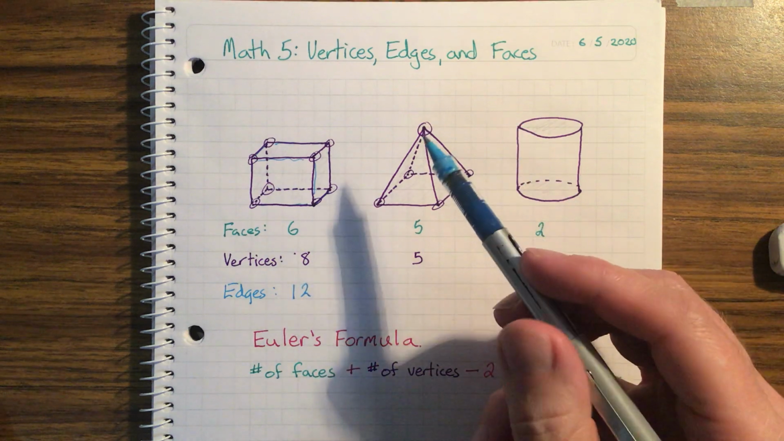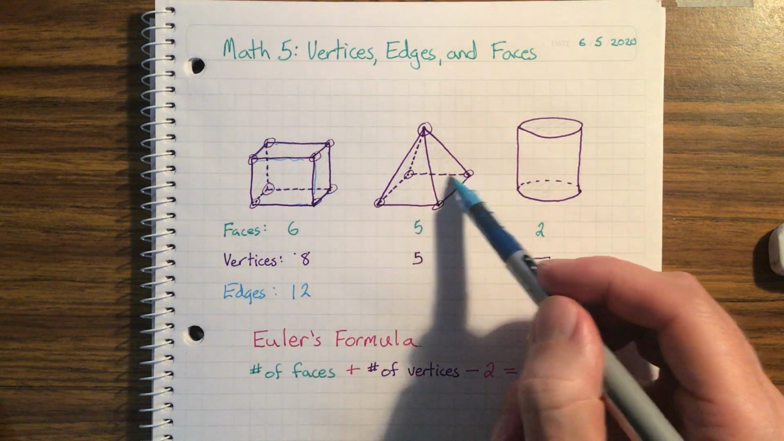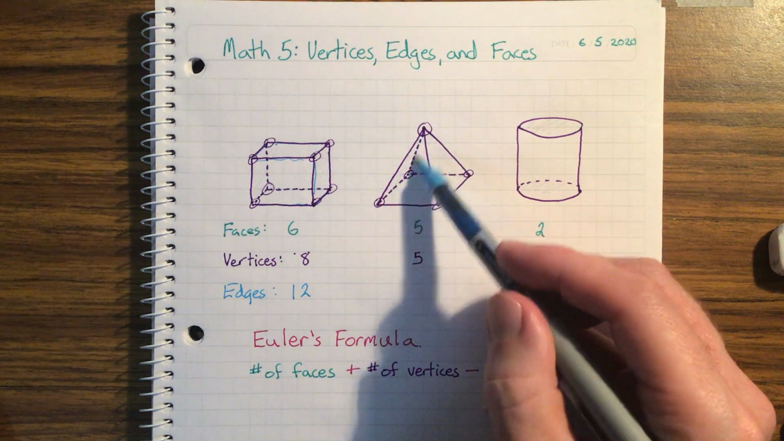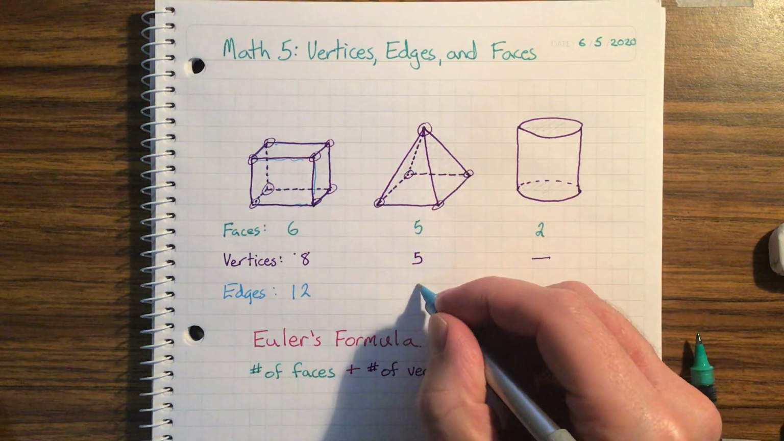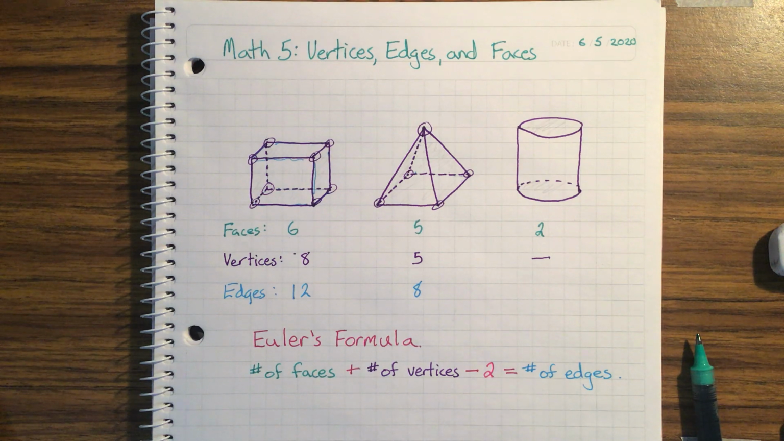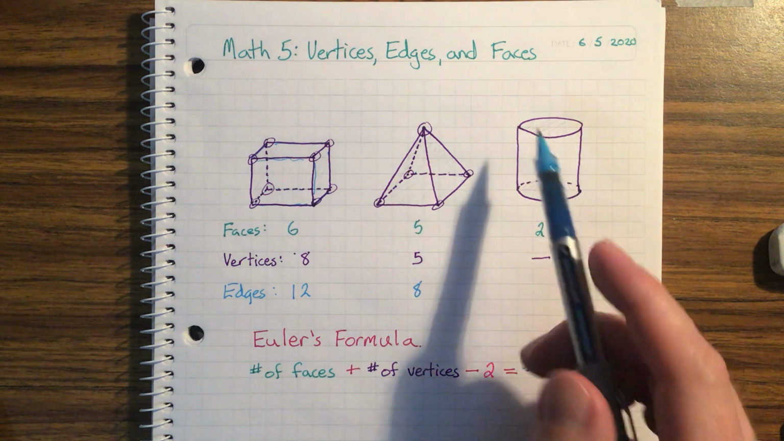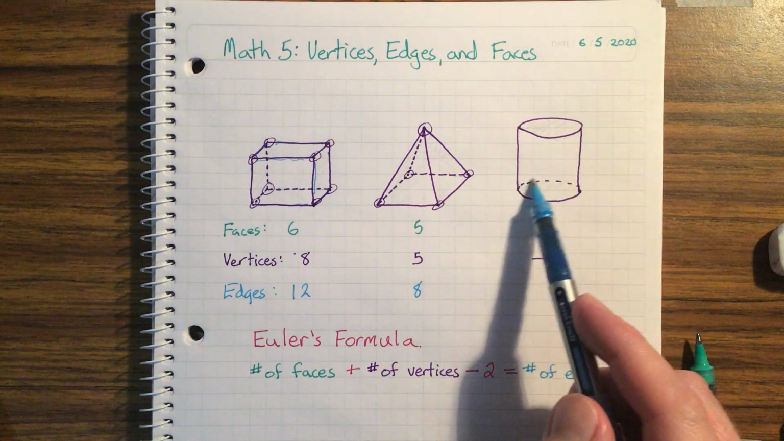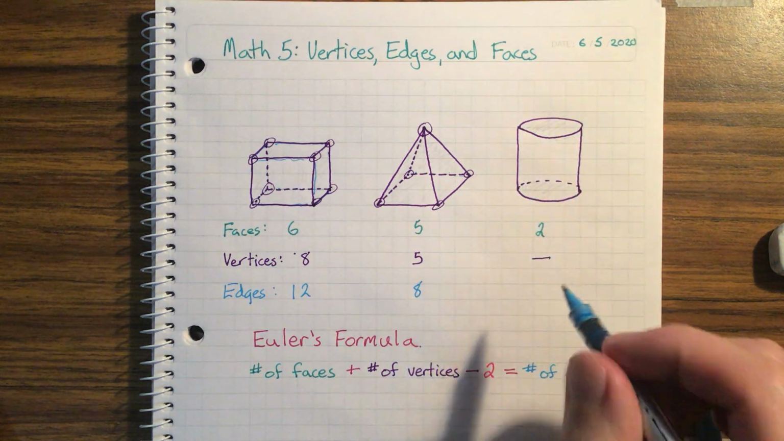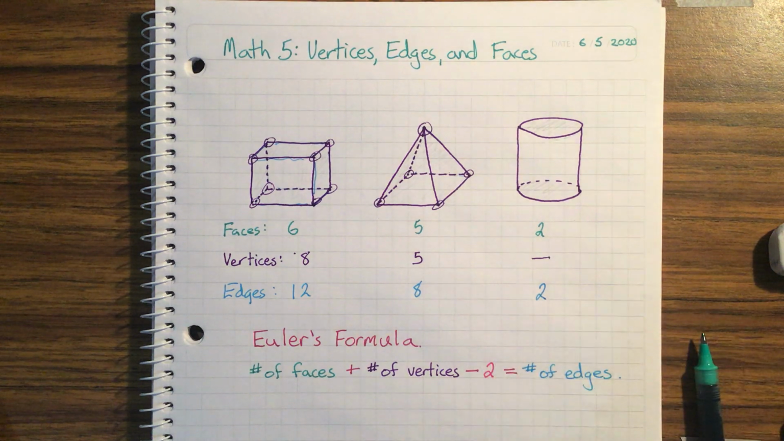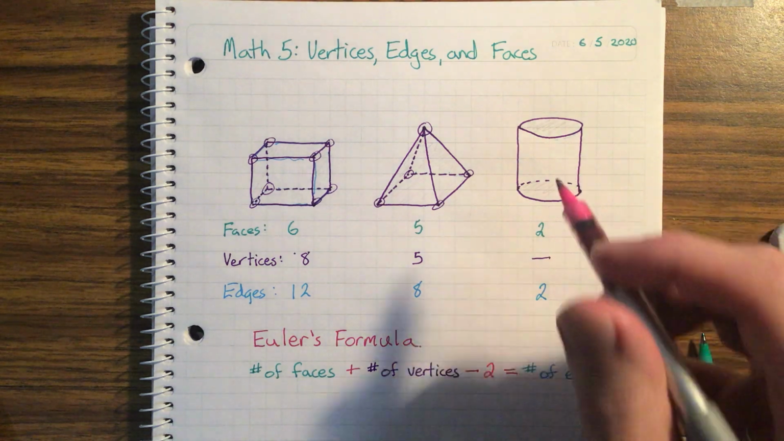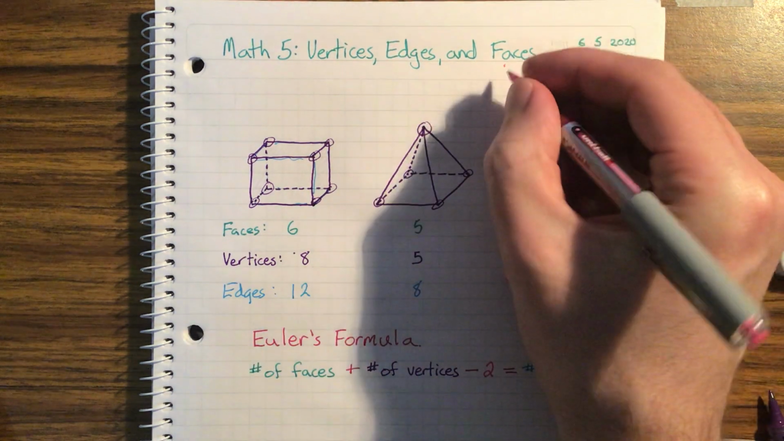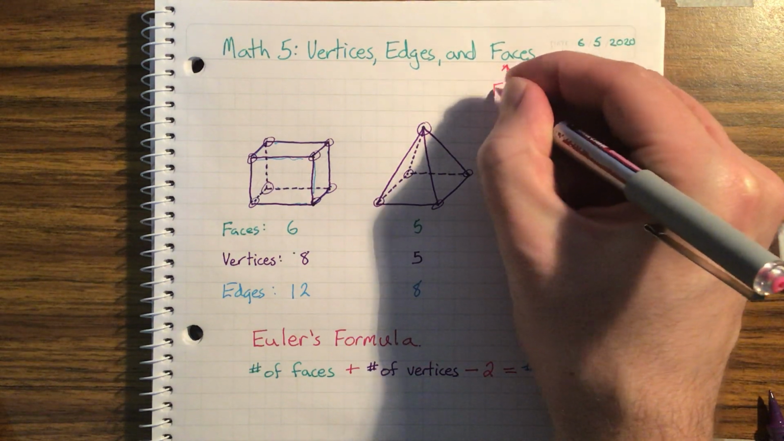Now let's look in this pyramid. 1, 2, 3, 4 around the bottom. 5, 6, 7, 8. 8 edges. All right, so a cylinder doesn't really work when we look at faces, edges, and vertices, because faces have to be flat.